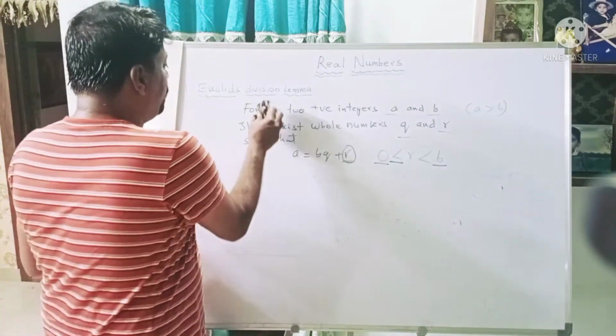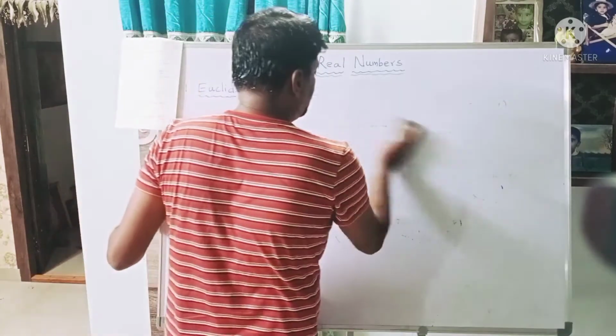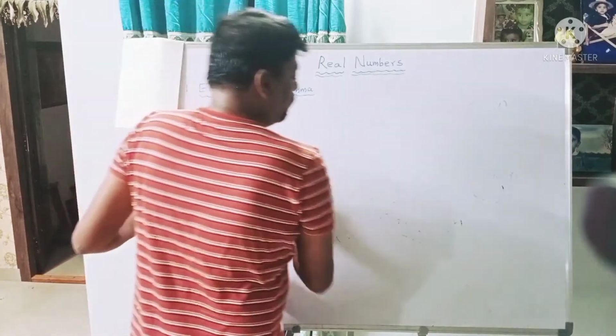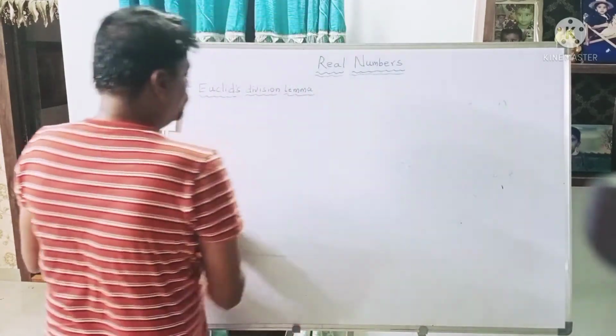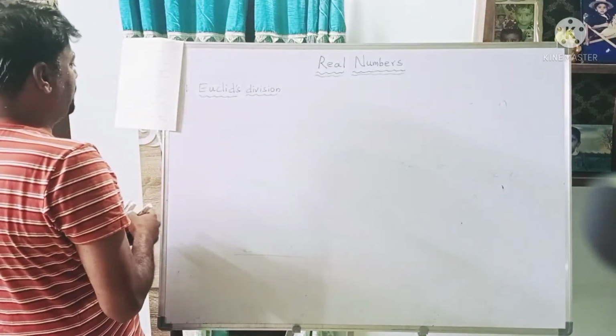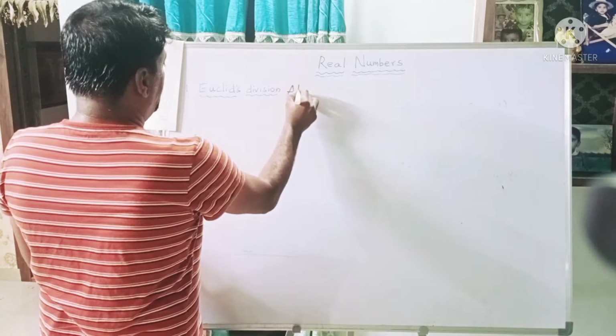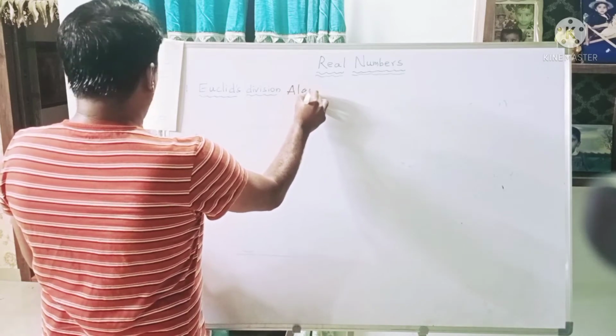Here is another concept, beta, a very important concept. Here the lemma is there, Euclid's division lemma is there. Another topic in your NCERT textbook, beta, is Euclid's algorithm.